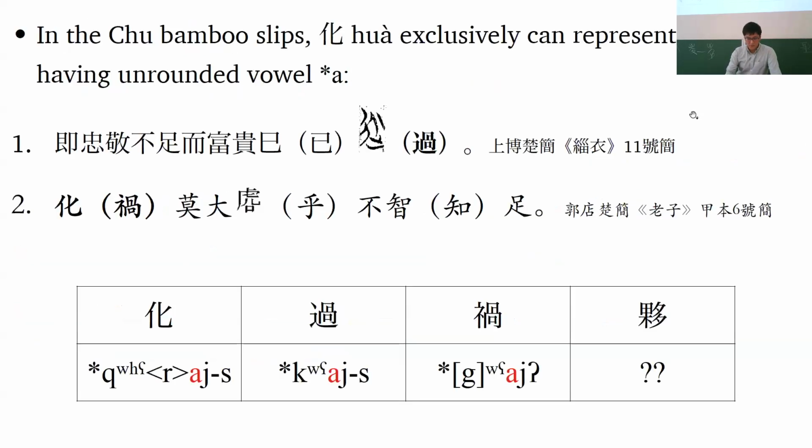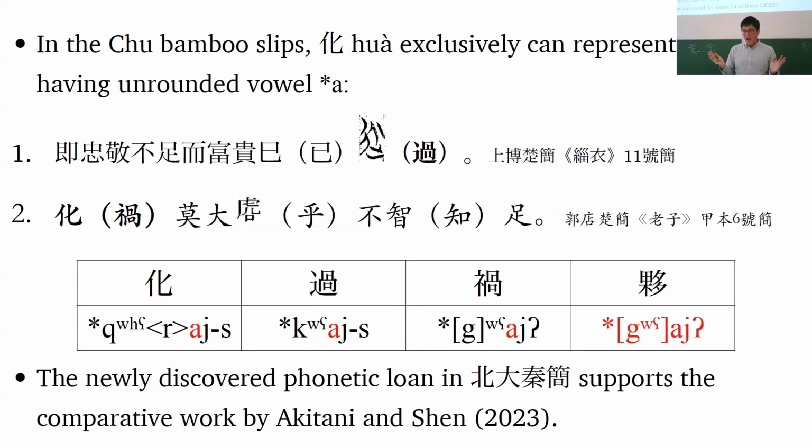So let's take a look at this. In Shanghai Museum Chu Slips volume one, hua and zuo represent the word guo, and the second hua represents the word huo. And based on the Shijing, right, we can reconstruct the vowel, and huo must be unrounded. So these newly documented Beida Qin slips support the comparative work by Akitani and Shen. So I think this is very interesting data, the Beida Qin slips.